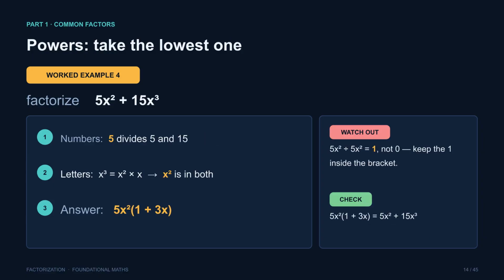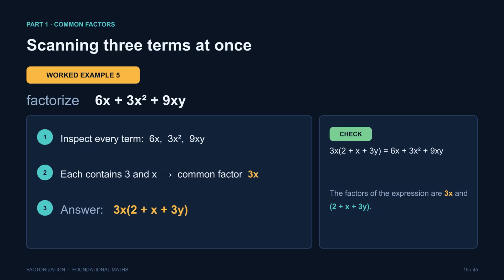When dealing with powers, like in 5x squared plus 15x cubed, we take the lowest power. Here, both share 5x squared. Watch out not to lose the 1 when dividing 5x squared by itself. When scanning 3 terms at once, the method remains the same. 6x, 3x squared, and 9xy all share the factor 3x. We pull it out to complete the factorization.